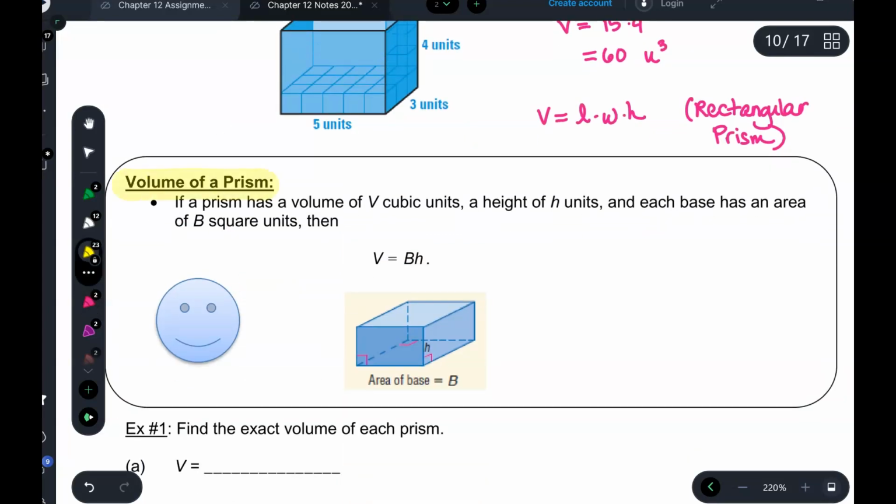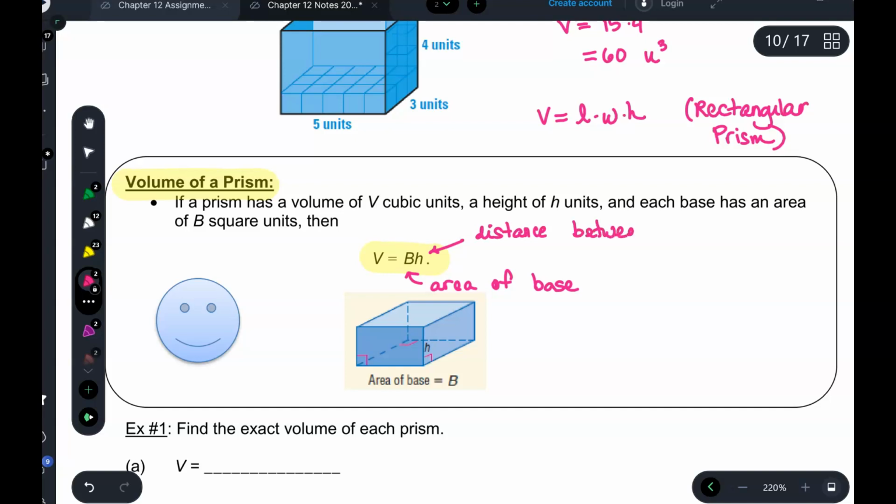Now, what if we had a hexagonal prism? Okay, so what we need to do is figure out the area of the base, and we're going to multiply that by the height. And just remember, B is the area of the base. I like the P A divided by 2 thing. Yeah, we still have to do that. And then height, this is the distance between the bases.